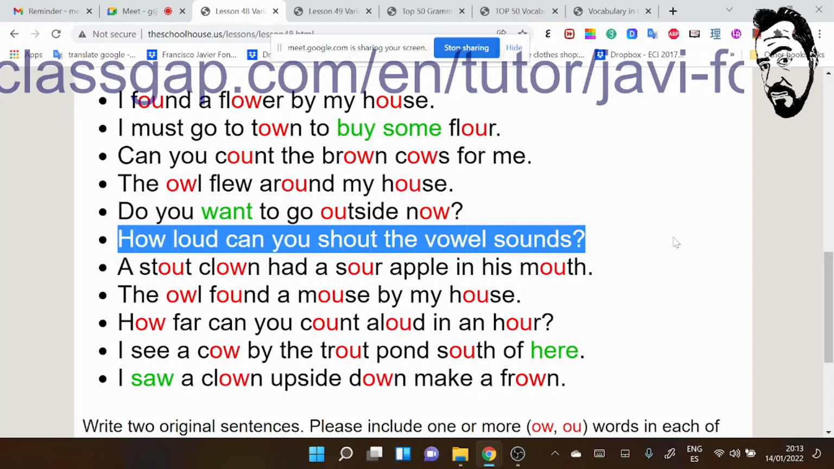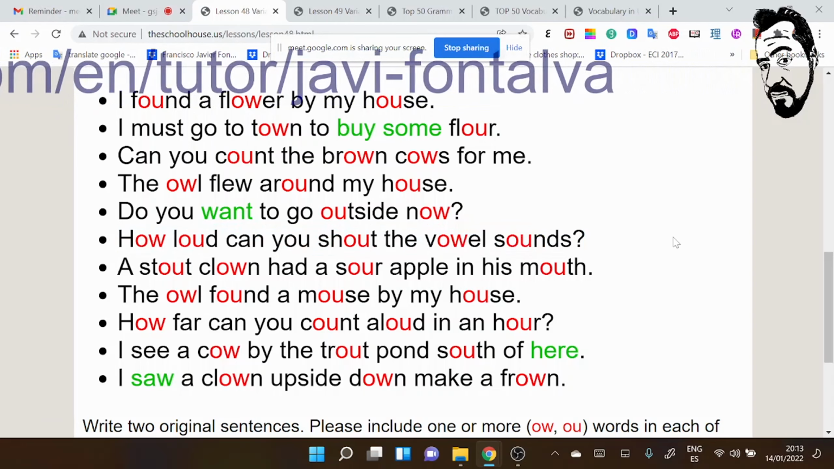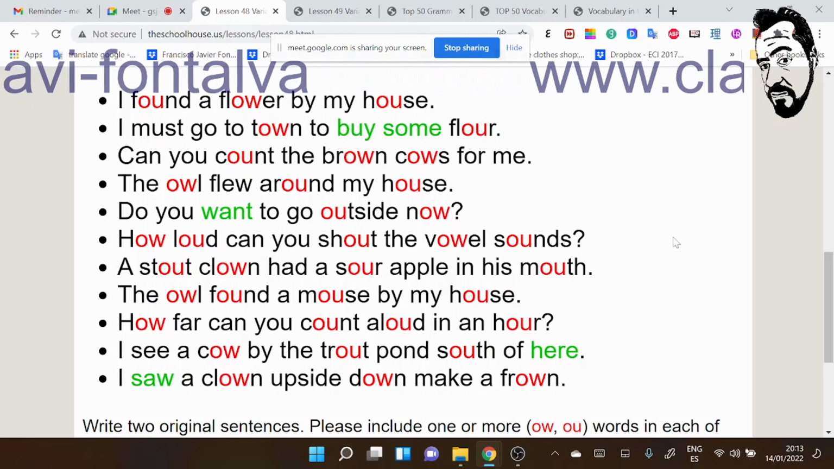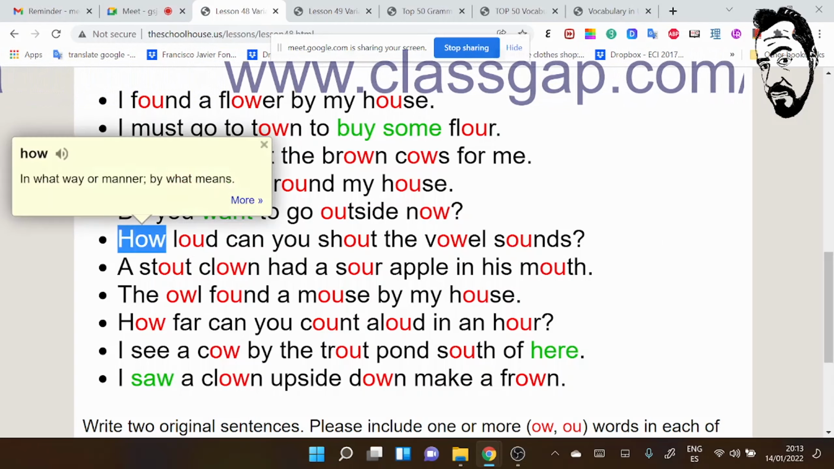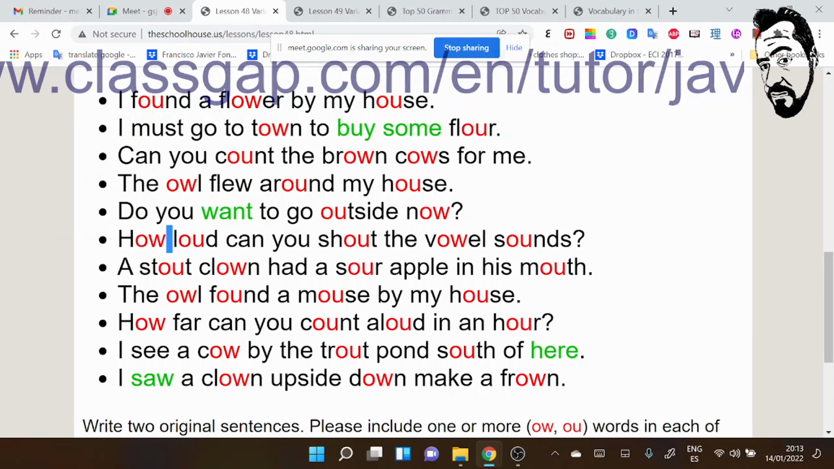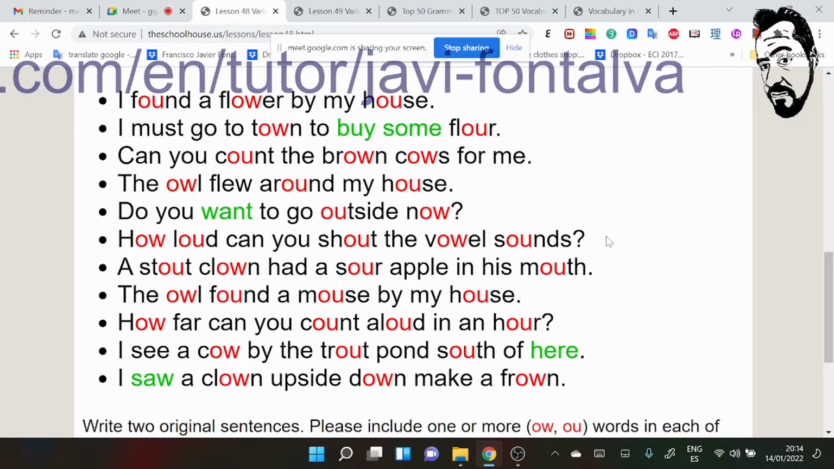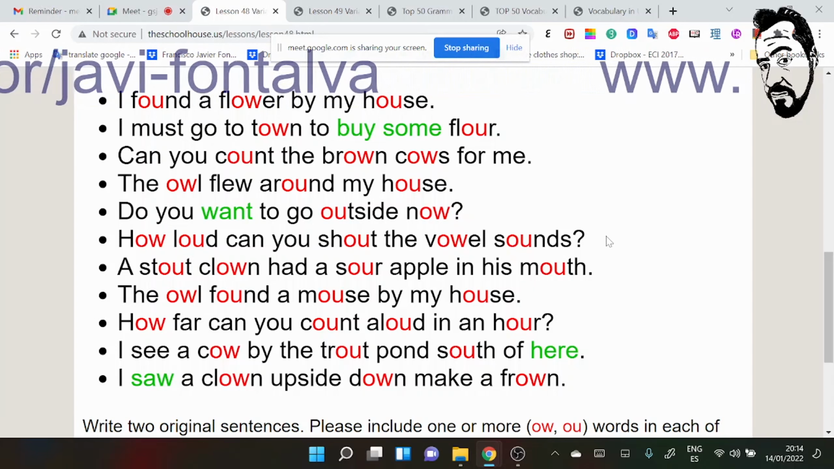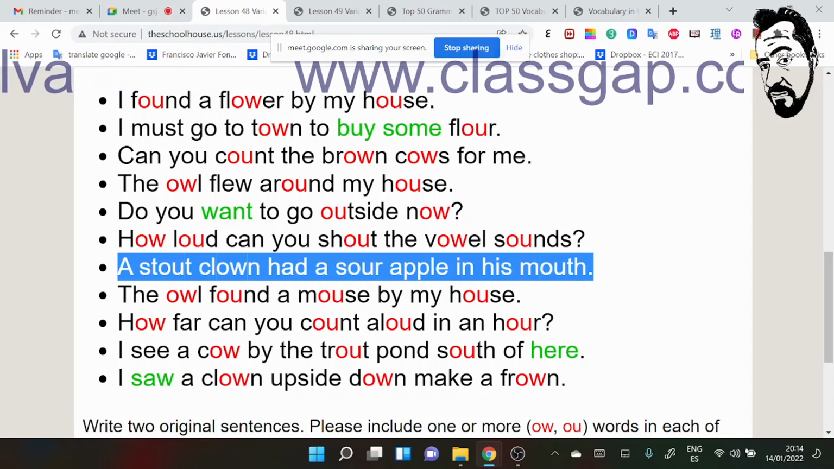How loud can you shout the vowel sounds? Now remember, the sound is owl. So when you have the red thing here, the sound is gonna be owl. It's always owl. So listen to me. How loud can you shout the vowel sounds? Try. How loud can you shout the vowel sounds? Perfect. Next one.